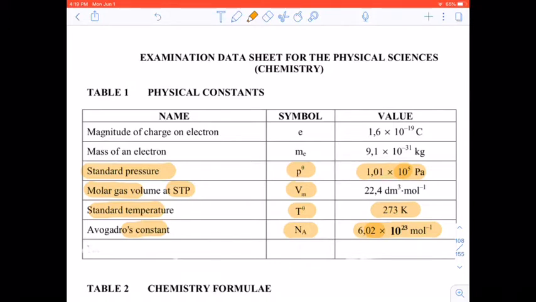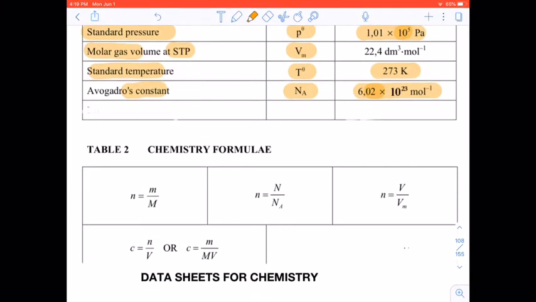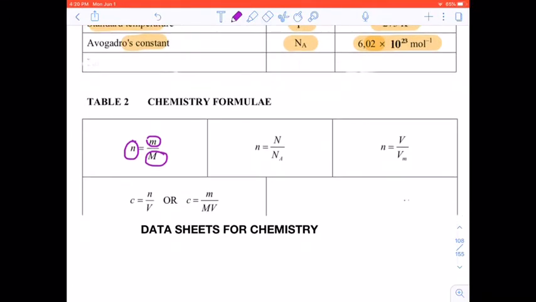Right, now let's look at the data sheet here in terms of the formulas that we have, right? Here you'll see you've got small n is equal to small m upon big M, right? What does it stand for? n stands for moles, m stands for mass, and big M stands for molar mass, which I will draw your attention to, but I just want to show you the equations we have here.